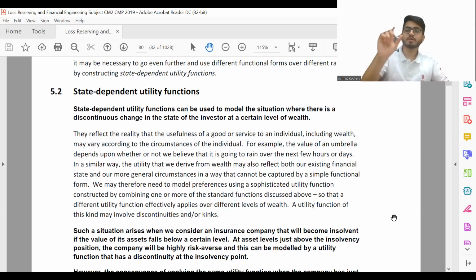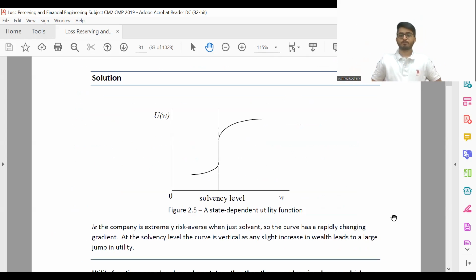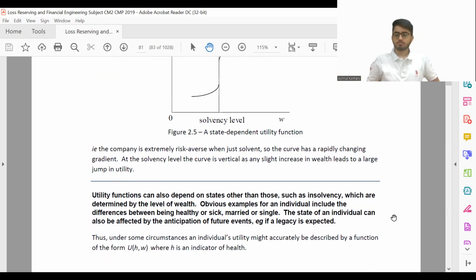So in such cases, we basically use a state dependent utility function, wherein at the point where the change in behavior is taken, there is a discontinuity. This can be understood using this graph. This is basically the insurance company, the solvency level, that is the point, right of which, as long as you have a wealth which is more than that, you will be slightly risk averse. Below that, you will see there is a sudden drop as well. And if you see the structure also, initially above it is concave in nature, below it is convex. So this is regarding the variation of utility function.